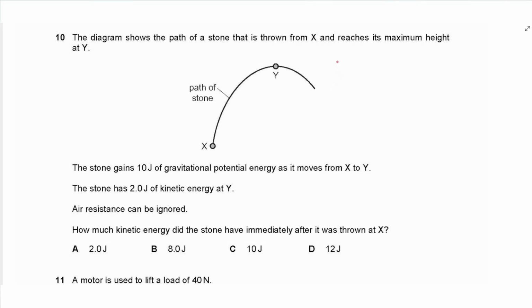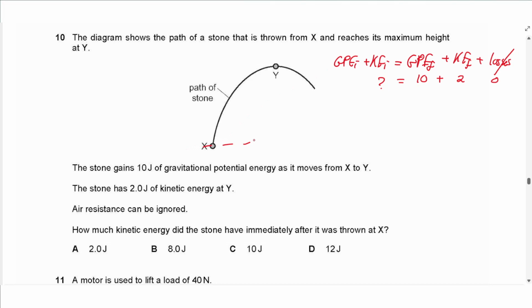So we can use the conservation of energy. Gravitational potential energy initial plus kinetic energy initial is equal to gravitational potential energy final plus kinetic energy final plus losses or wasted energy. And wasted energy is 0 because the air resistance is ignored. Kinetic energy final was 2 joules. The gravitational potential energy final was 10 joules. And the initial kinetic energy is unknown. The initial gravitational potential energy at the ground level is 0. So the kinetic energy initial is equal to 10 plus 2, which is 12, so we choose D.